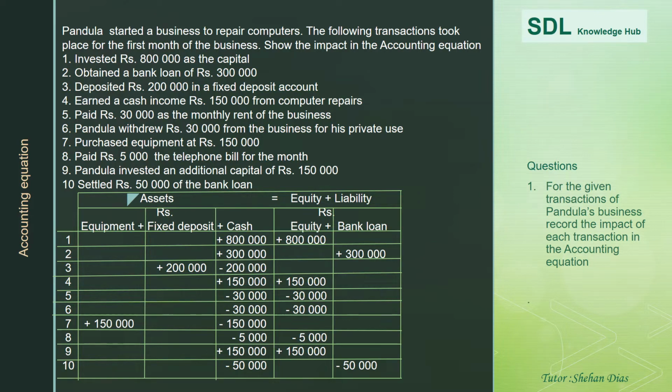Pandula invested an additional capital of 150,000, so that means cash will increase by 150,000 and equity will also increase by 150,000. Settled 50,000 of the bank loan, so cash will reduce by 50,000 and the bank loan, because it is being settled, will reduce by 50,000.